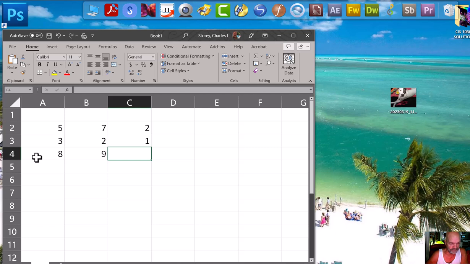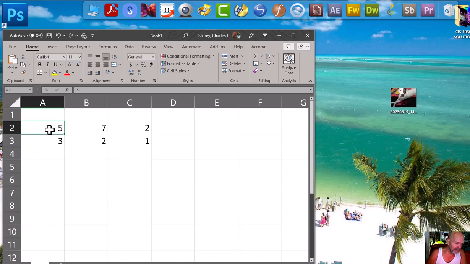Sometimes you have to do it manually, because that's what you have to do. So that's one way of doing things, okay? So there's another way. I'm going to hit Control Z and go back.